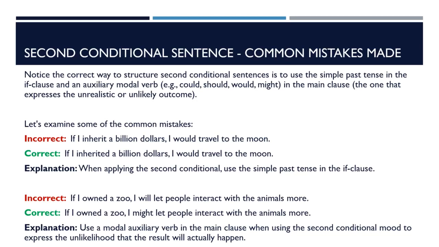When applying the second conditional, use the simple past tense in the if clause. Second example: if I owned a zoo, I will let people interact with the animals more. It is incorrect. The correct sentence would be, if I owned a zoo, I might let people interact with the animals more. Use a modal auxiliary verb in the main clause when using the second conditional mood to express the unlikelihood that the result will actually happen.